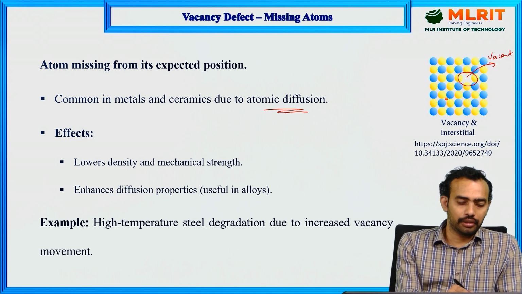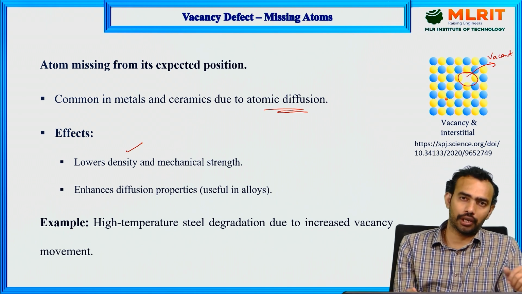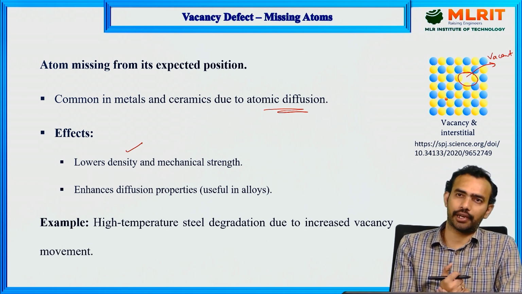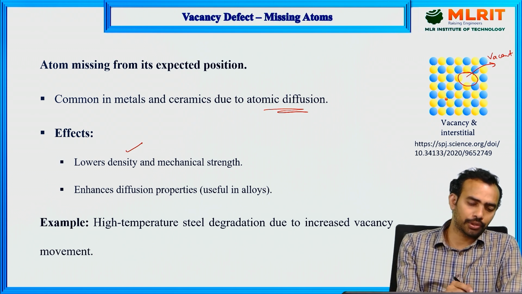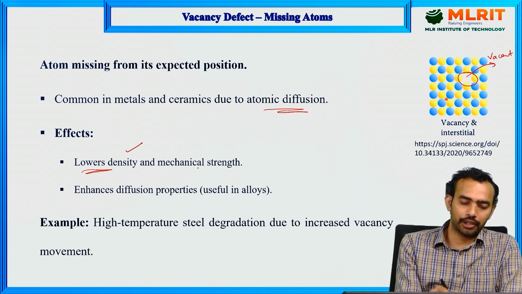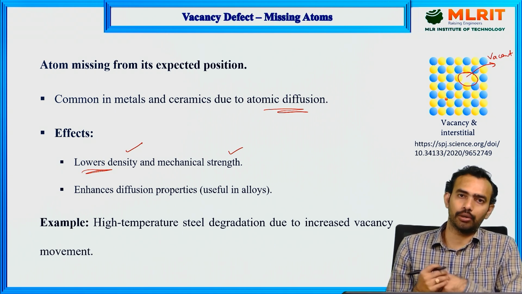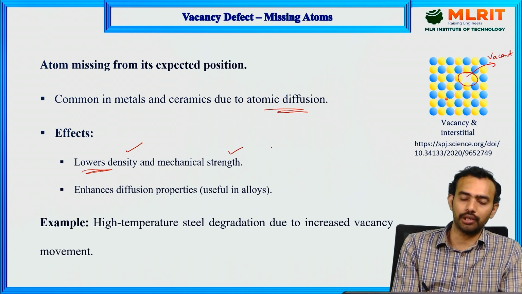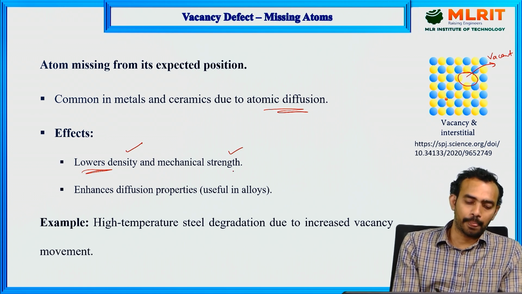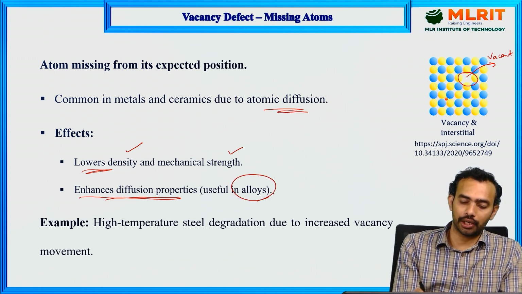It lowers the density, because as atoms are missing in the material, compared with the regular, perfect arrangement of atoms, the material having vacancies has a lower density because of the loss of atoms. It also lowers the mechanical strength, as some of the atoms are missing and their resistance against the applied loads is lost, so the mechanical strength is affected. And it enhances the diffusion properties, which is helpful in making alloys.